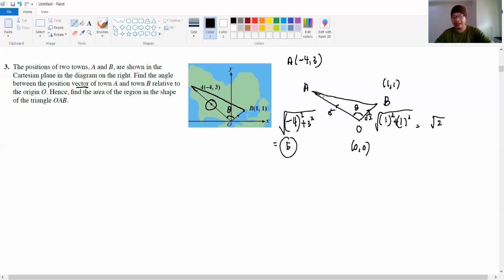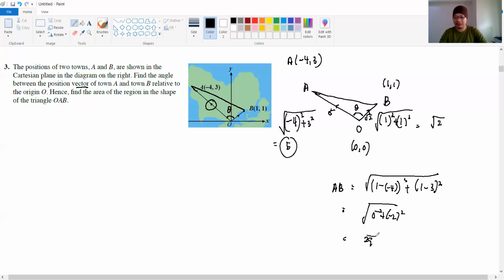Now, next is the length of AB here. For the length of AB, you need to use the distance formula to find the distance between the two coordinates, A until B. So the distance should be a big square root of 1 minus -4 squared plus 1 minus 3 squared. So 5 squared plus negative 2 squared. So 25 plus 4, 29, square root. That means this one is square root of 29 here. Guys, so all the lengths are now obtained: square root of 29, 5, and square root of 2.